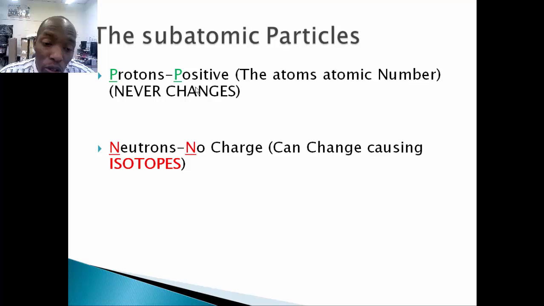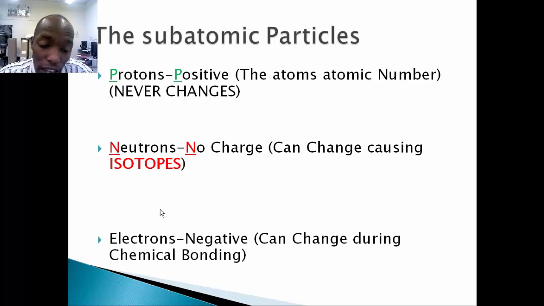The protons will never ever change. If you change the proton, you change the element. And then lastly, we have electrons, which are negatively charged particles, and they can change during chemical bonding. As we learn later about chemical bonding, electrons can change, and more specifically, the valence electrons will change. We'll get into valence electrons later on. So protons are positive, neutrons have no charge, and electrons are negative.